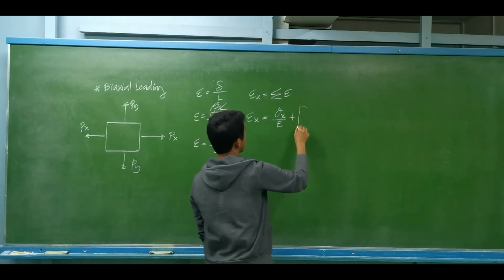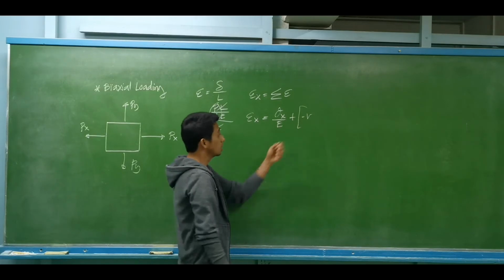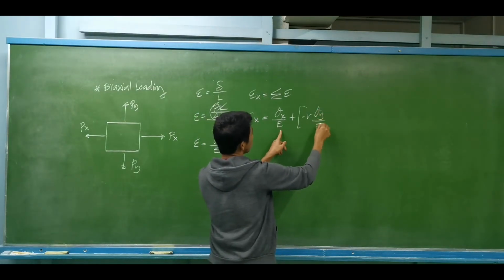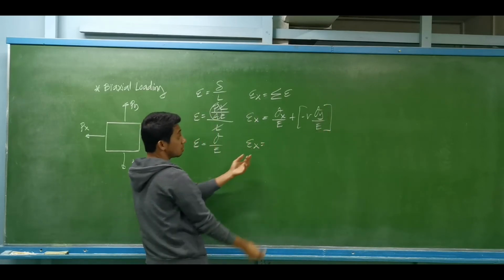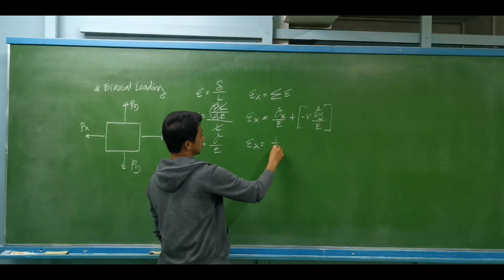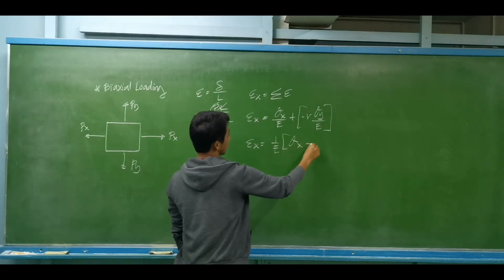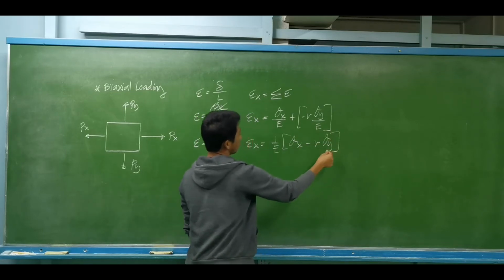We just add the effect of the strain along y. So that is plus, but in this case, we are using the negative sign for the Poisson's ratio, multiplied by the stress along y divided by the modulus of elasticity. So we can generalize: the strain along x, we factor out 1 over E, multiplied by the stress along x minus the Poisson's ratio multiplied by the stress along y.